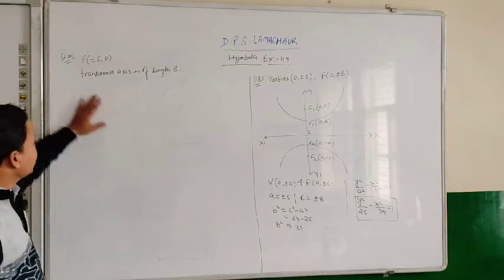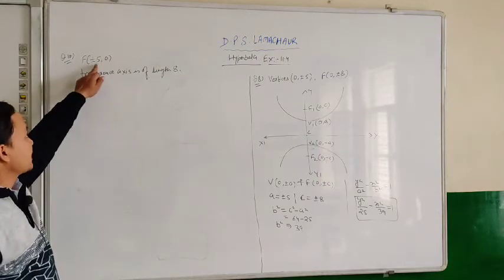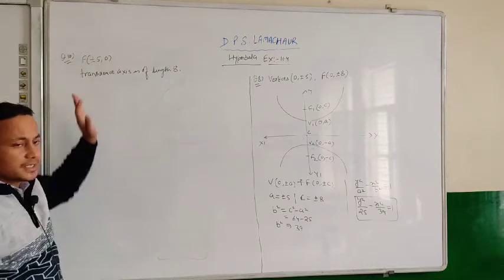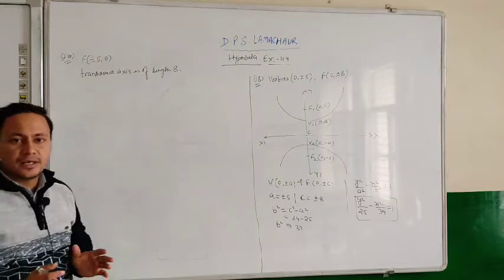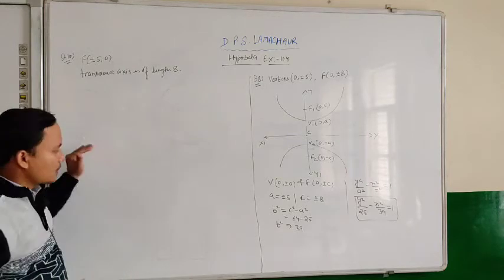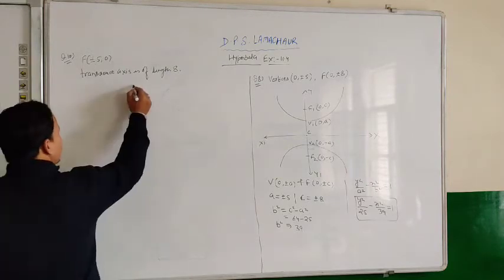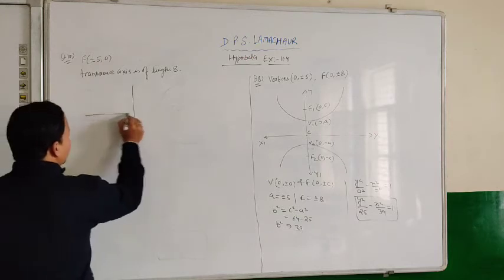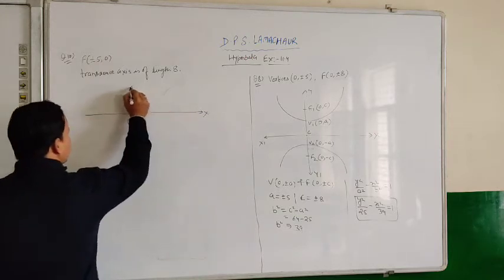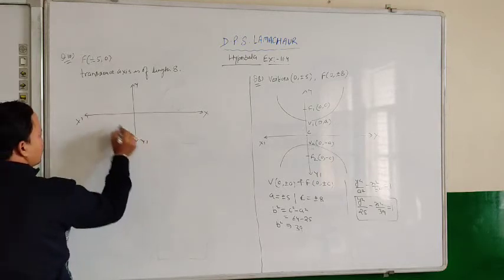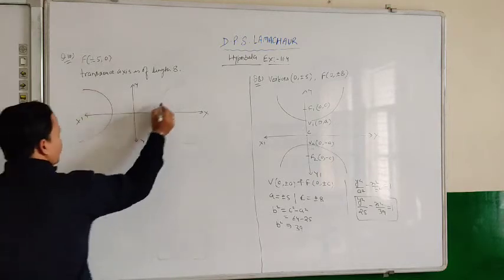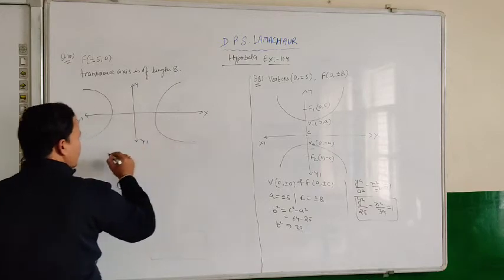Okay, so here focus is again lying on x axis because y coordinate is 0. So our hyperbola is symmetric about x axis. It means that our transversal axis is along x axis. So what will be your diagram? Your diagram will be like that. These are two curves of hyperbola.